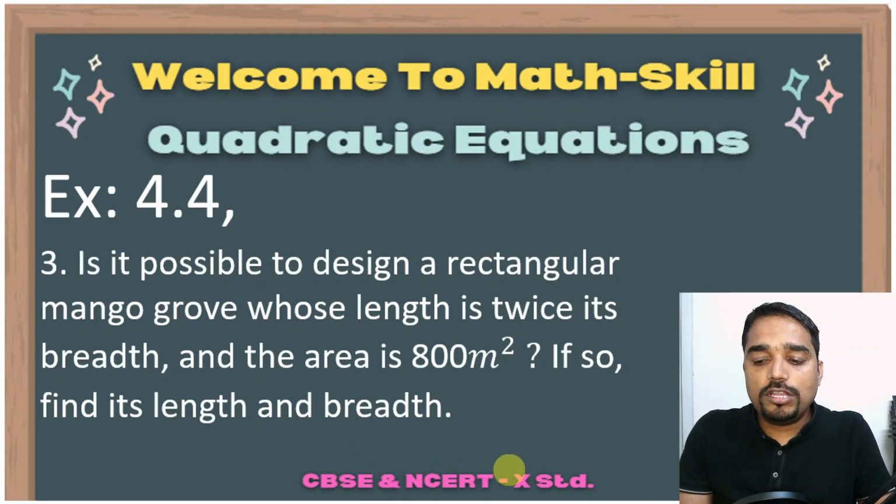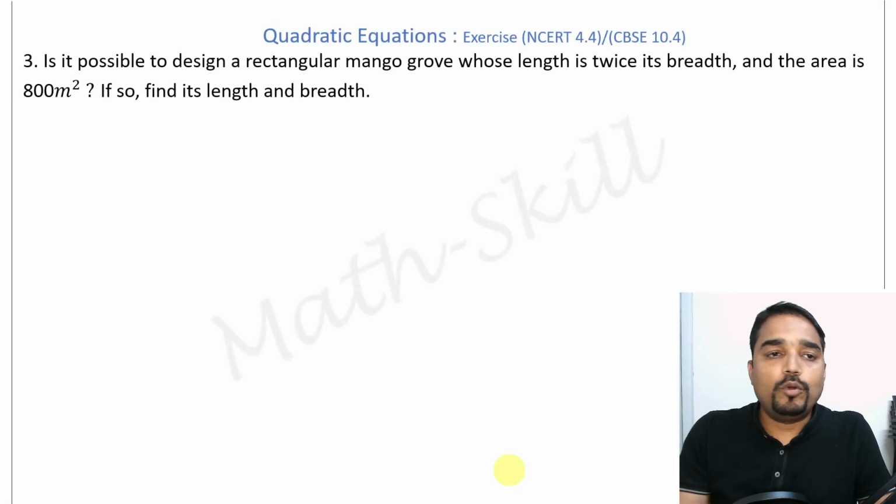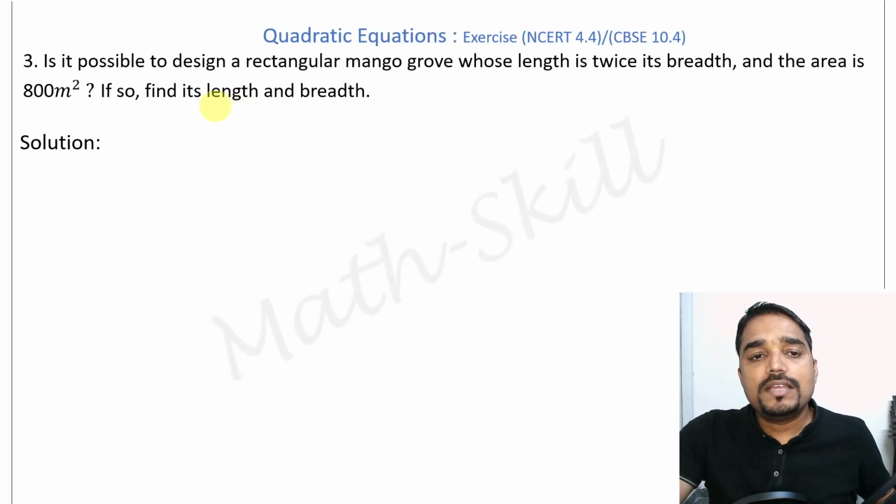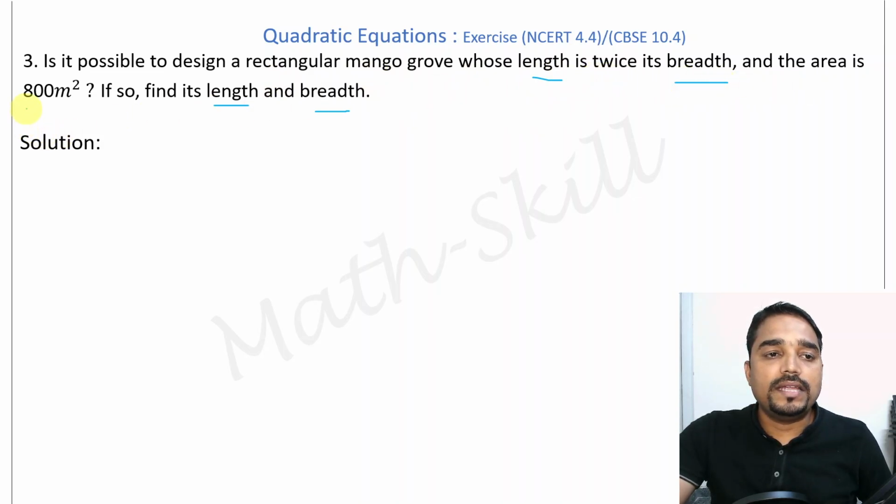Now let us see how to solve the problem. I have noted down the problem, and the expectation is we will have to find the length and breadth of a rectangular mango grove such that the length is twice its breadth and also the area is 800 square meters. Satisfying these conditions, we will have to build a quadratic equation and try to solve the equation. If the real roots exist, then we will have to find out what would be the length and breadth of the rectangle.